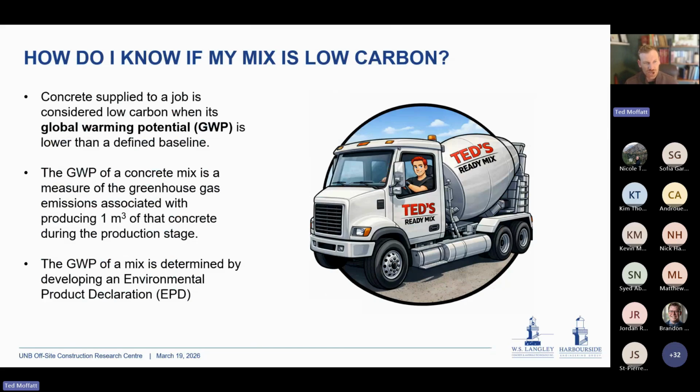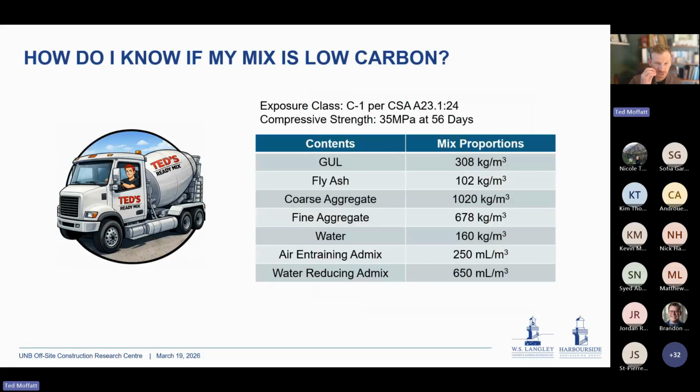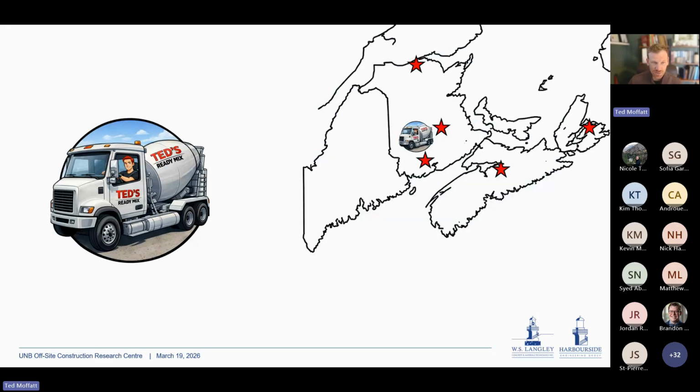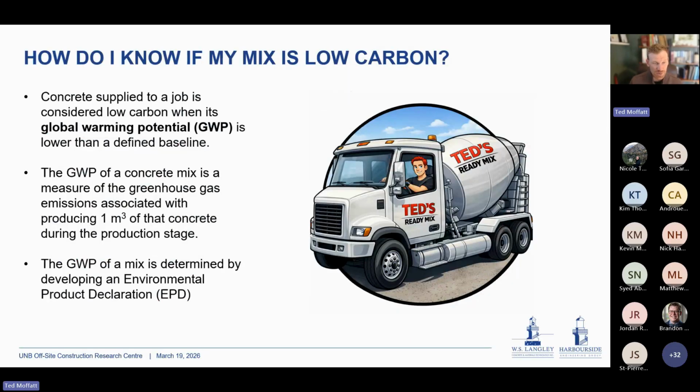Concrete supplied to a job is considered low carbon when its global warming potential is low. If we go back to one of the very first slides where we had the 2 cubes of concrete, the mix on the right had a global warming potential, GWP, less than 15% of a baseline. Simply speaking, a mix needs to have a global warming potential less than a baseline. We'll learn how to develop a global warming potential value for this mix and how to compare it against a baseline. In the next few slides, we'll learn what a GWP is, how it's developed, what a baseline is, and how to optimize a mix if needed.